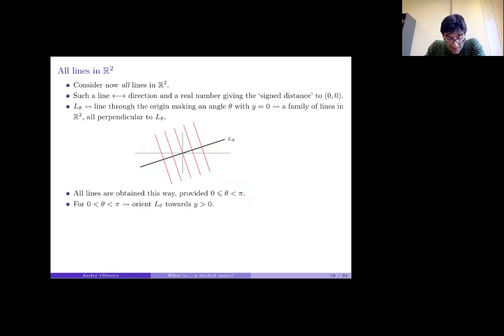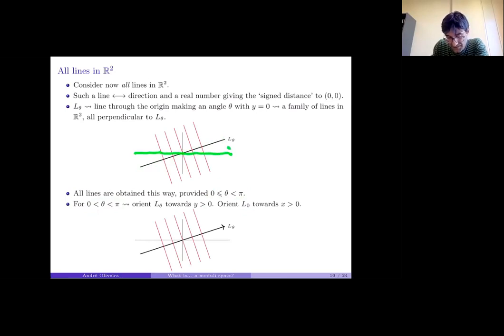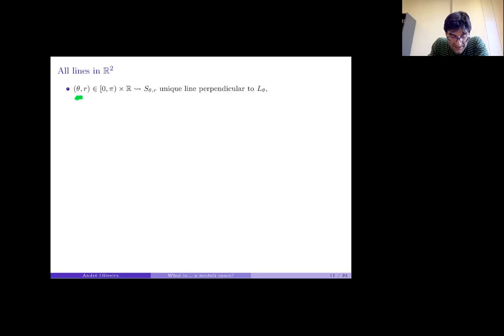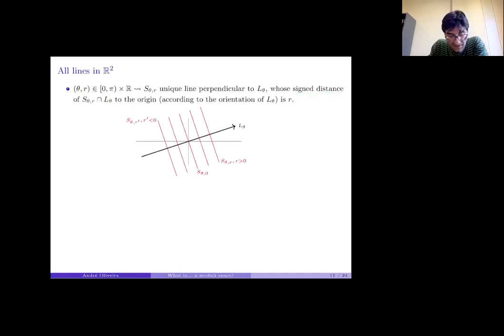Now suppose theta is not zero. Orient this line towards the positive side of the y-axis. And if theta is zero, you have this line, so orient this way. So I'm choosing an orientation for all these lines, and now I give you two numbers. One is theta, and then r, which is a real number, possibly negative. This gives me a line in R2, which is the unique line perpendicular to L theta whose signed distance of the intersection to the origin, according to the orientation of L theta, is r.